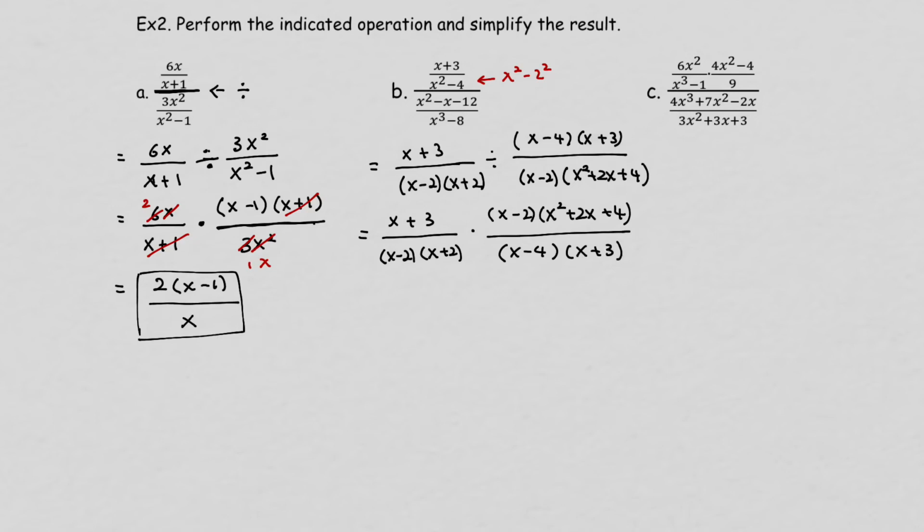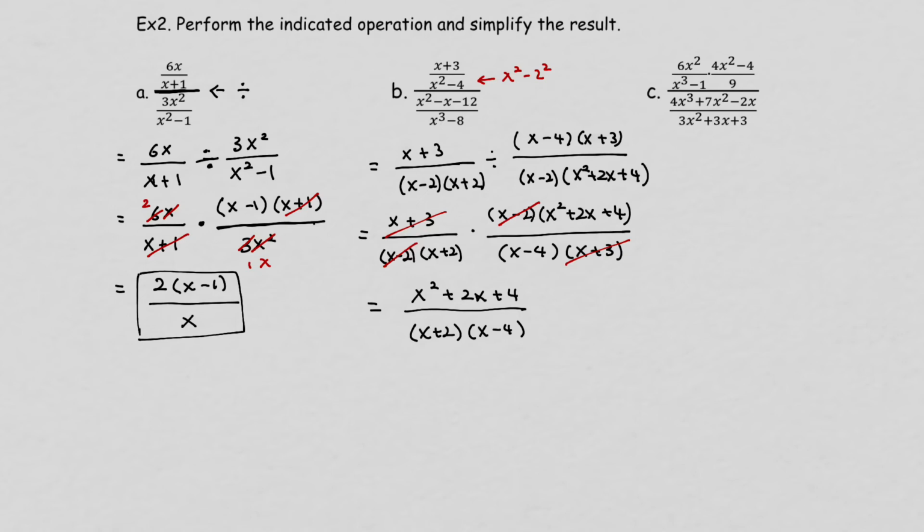Let's see what we can cancel out. Looks like we have x minus 2 and then x plus 3, right? Then what's left over? The numerator, I only have a trinomial left. Denominator, I have x plus 2, x minus 4.